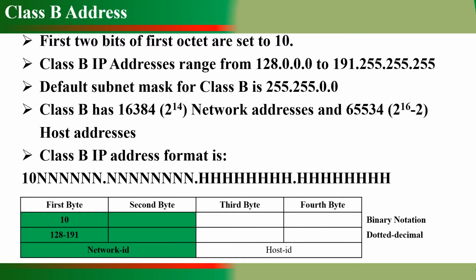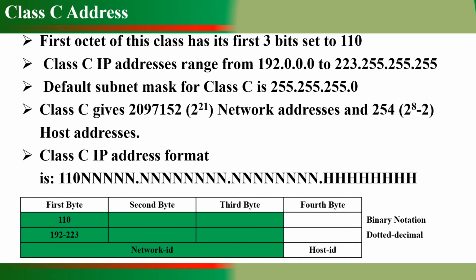Class B has total number of 2 raised to power 14 network addresses because of numbers possible due to remaining available 14 bits in net ID, and it has 2 raised to 16 minus 2 host addresses. Class B IP address format is first 2 bytes represent network ID and remaining 2 bytes represent host ID.